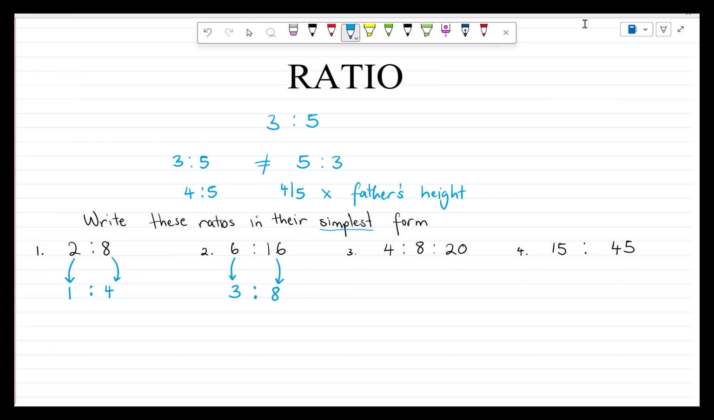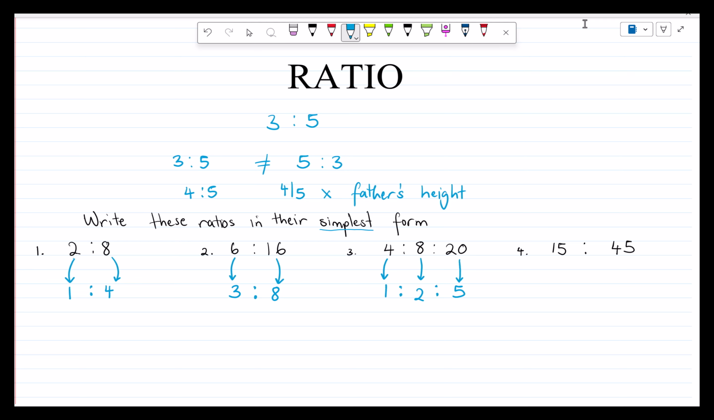And then number 3, we have 3 figures: 4:8:20. Again, we look for the highest common factor of the 3 numbers, 4, 8, and 20, and the highest common factor is 4. We divide 4 by 4 and we get 1, and we put our colon, and then we divide 8 by 4 and we get 2, and then we put our colon, and then we divide 20 by 4 and we get 5, and our final ratio becomes 1:2:5.